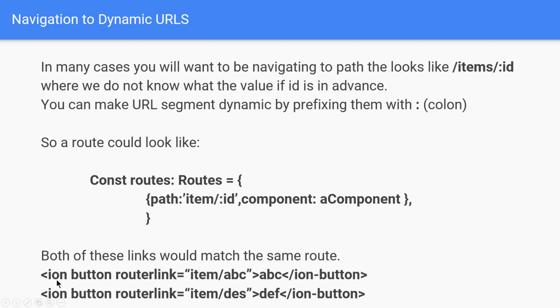So both of these links on these buttons that we see below here, these two router links, would both match the same route because they're both going to item, and then the ID part here would in this one be ABC, and the ID for this one would be DES.